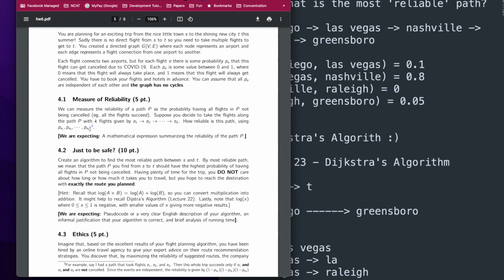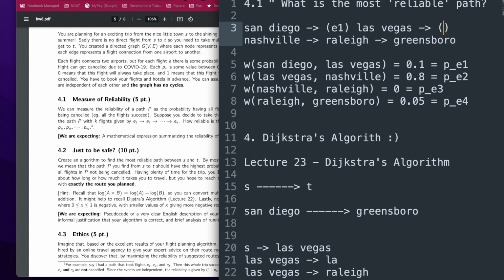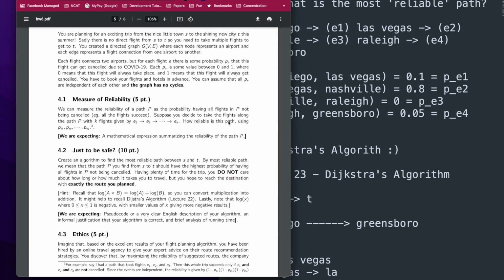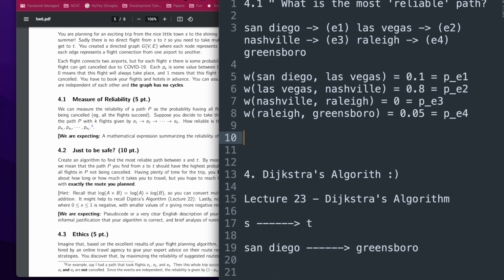How reliable is this path using these probabilities, right? So this probability is going to be P(E1), this is P(E2), P(E3) because it's my third edge, and then P(E4) because it's my fourth edge, right? So this edge here is E1, this edge here is E2, this is E3, and this is the fourth and final flight, which is E4. So we have probabilities for each of them. And then what's the overall reliability of the entire path, which really means what's the probability of having all the flights not being canceled? So what's the probability essentially that my itinerary is successful, right? That they are all not canceled.